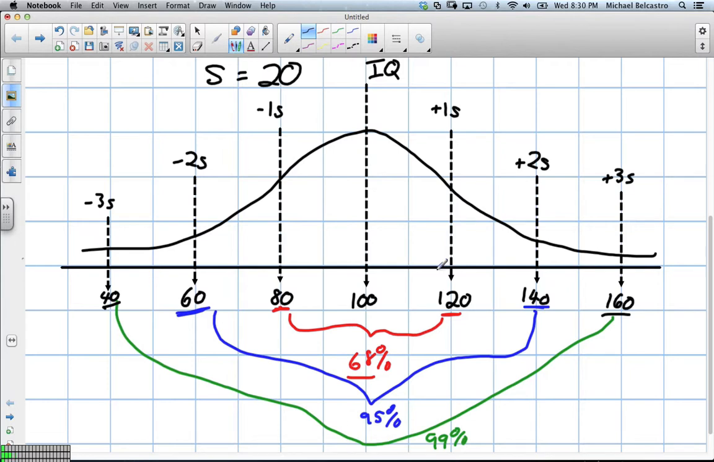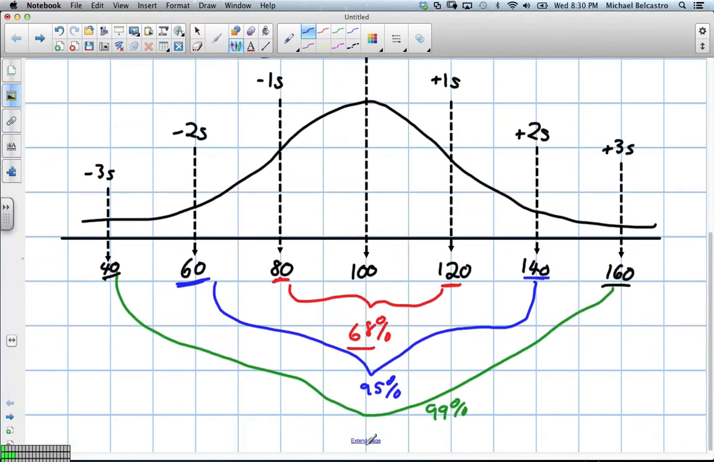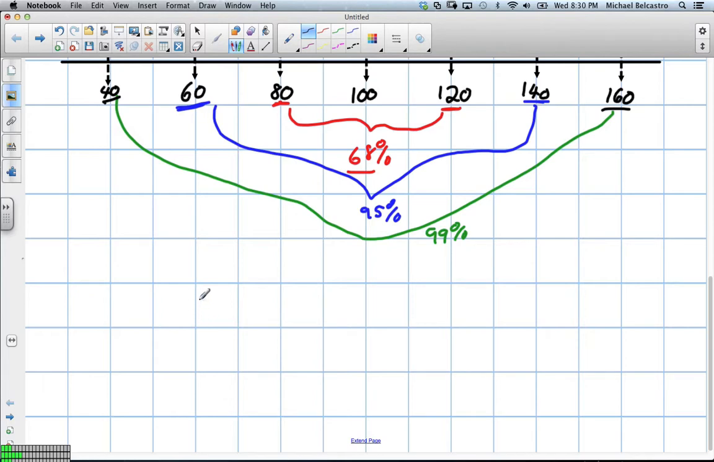Okay, so let's talk about how we can relate this to a Z-score. For instance, let's say you take this IQ test and you score 108 points. So we have 108 as a score.